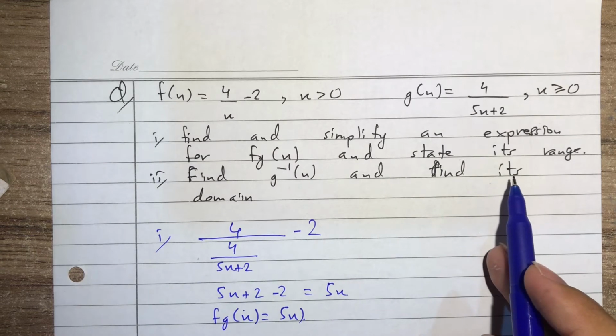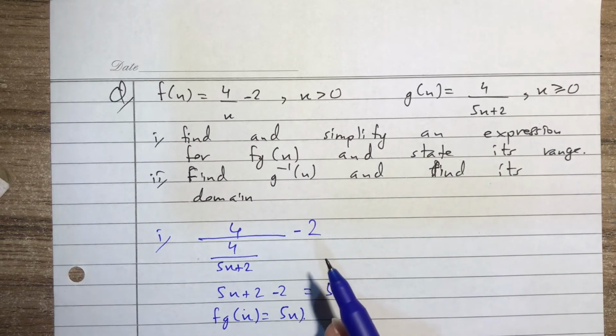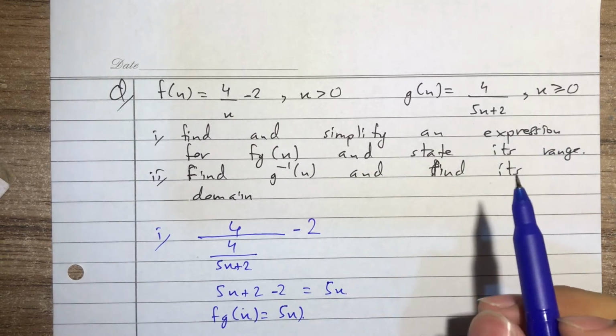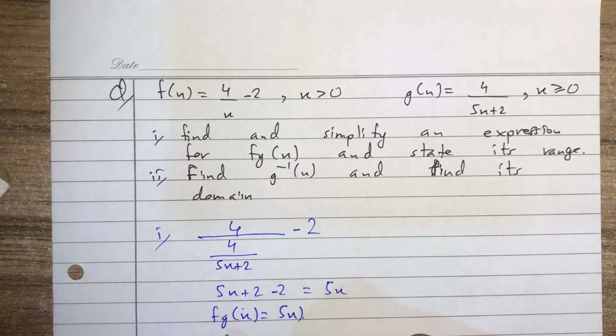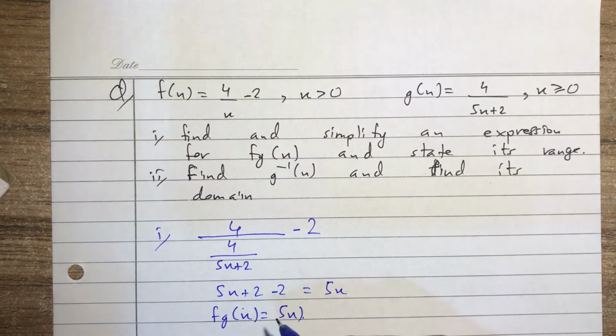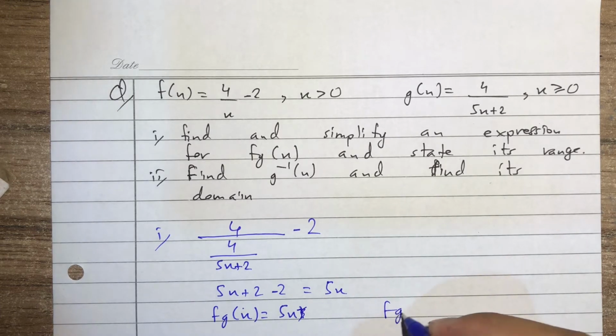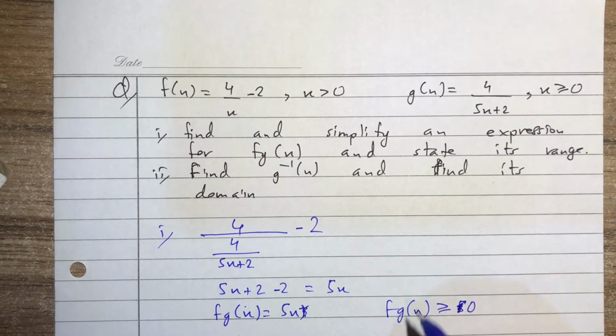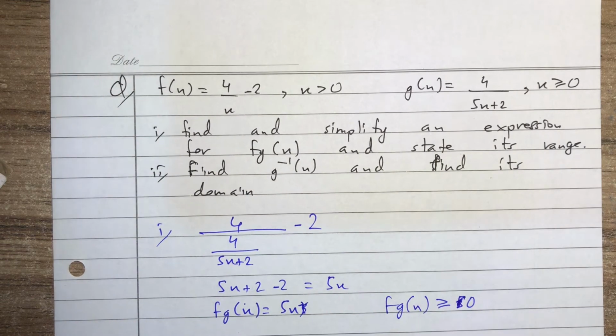We have to state its range. So over here, basically this is a composite function, which means that the domain of g will become the domain of fg. Domain of g was x is greater than or equal to 0. That is the domain of fg. So if we input x as 0 in 5x, we'll get 0, and it can be greater than that. So that means that the range of fgx will be greater than or equal to 0, because x is 0, so fg is also 0, right?